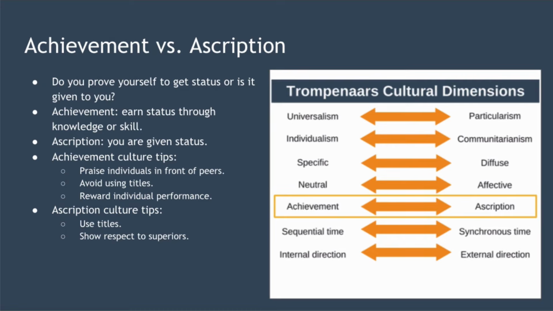Now, some tips for working with achievement cultures. So firstly, issue praise to an individual in front of their peers. Secondly, try to avoid using titles. And finally, reward individual performance. And some tips for working with ascription cultures too. Use titles to refer to peers. If you wish to challenge a decision of a superior, then you need to handle this really delicately. And finally, pay extra care to show respect to your superiors.